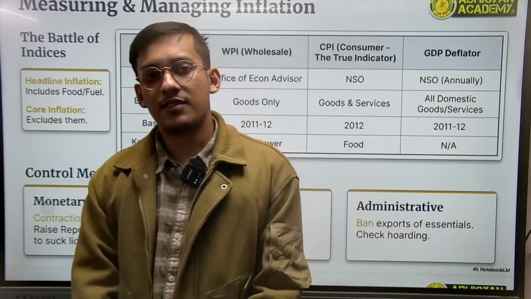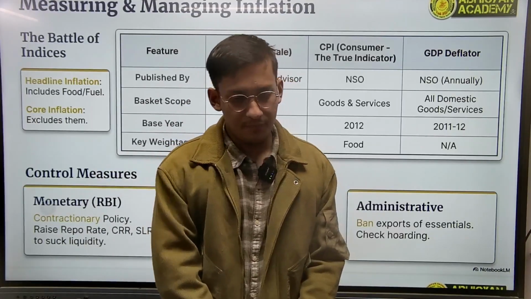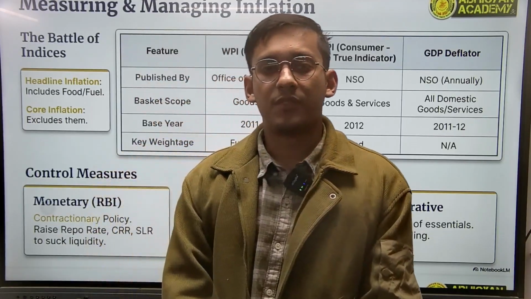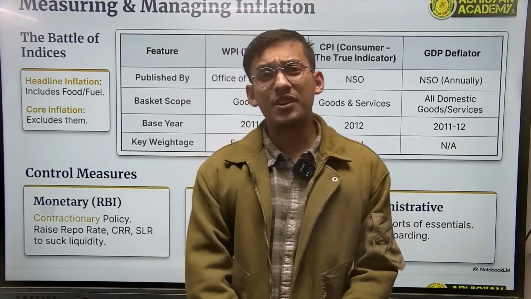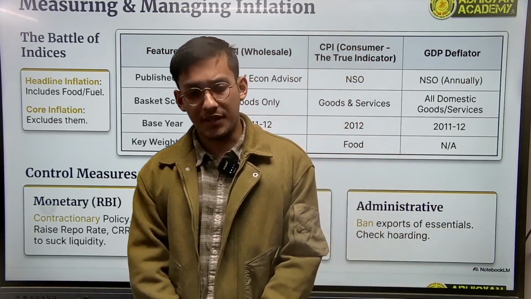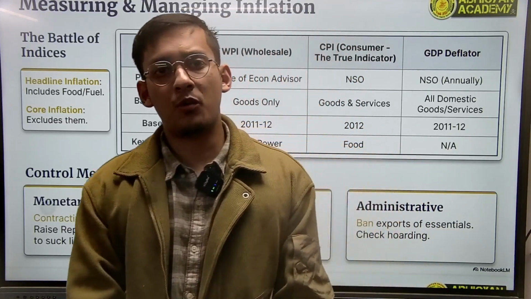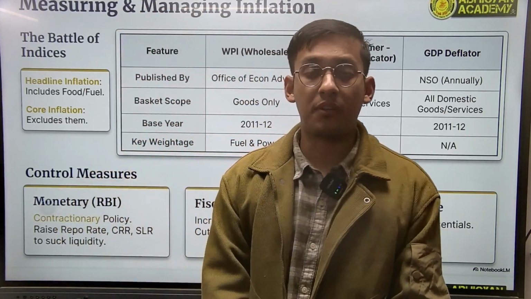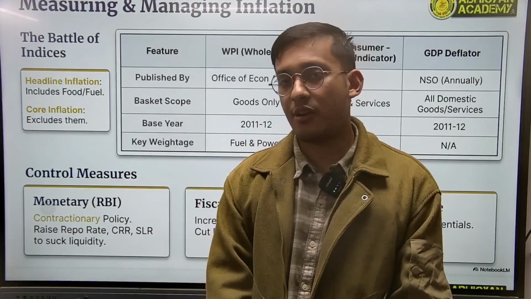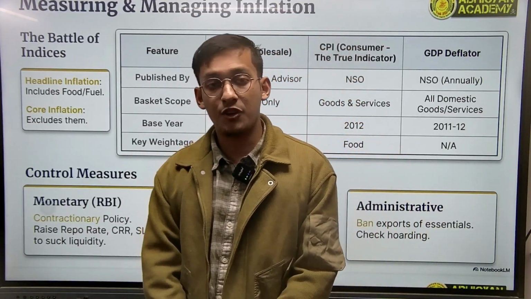What happens is, suppose inflation is high in an economy, the banks will increase their rate of interest. Then people will be depositing their money in the banks, and thus spending in the economy will reduce, and thus inflation will reduce.